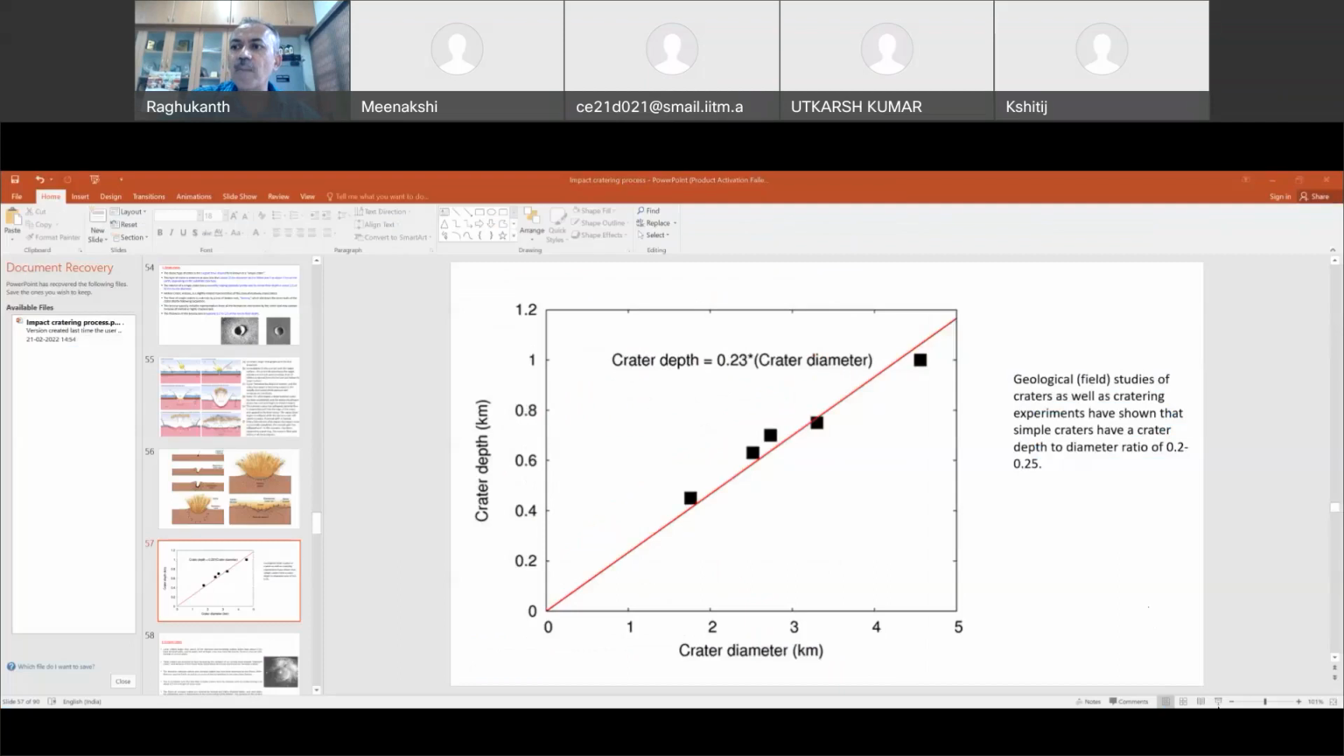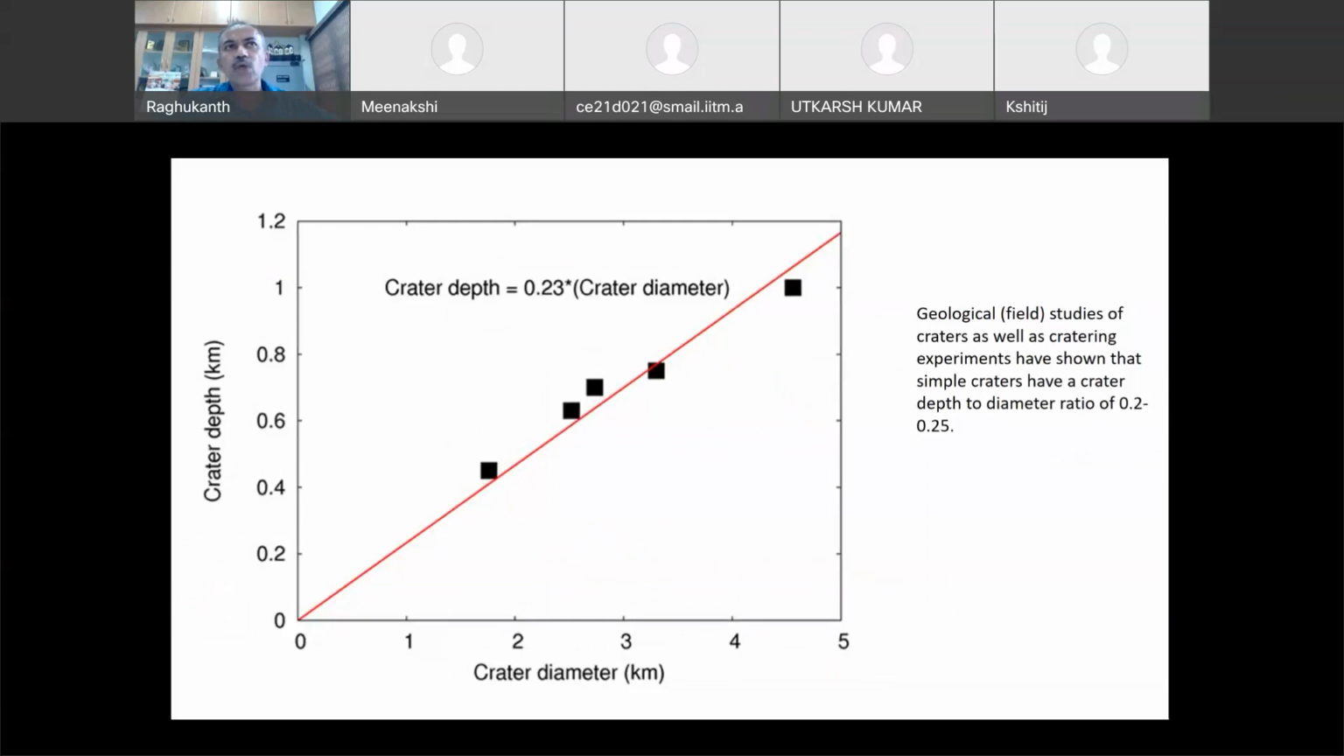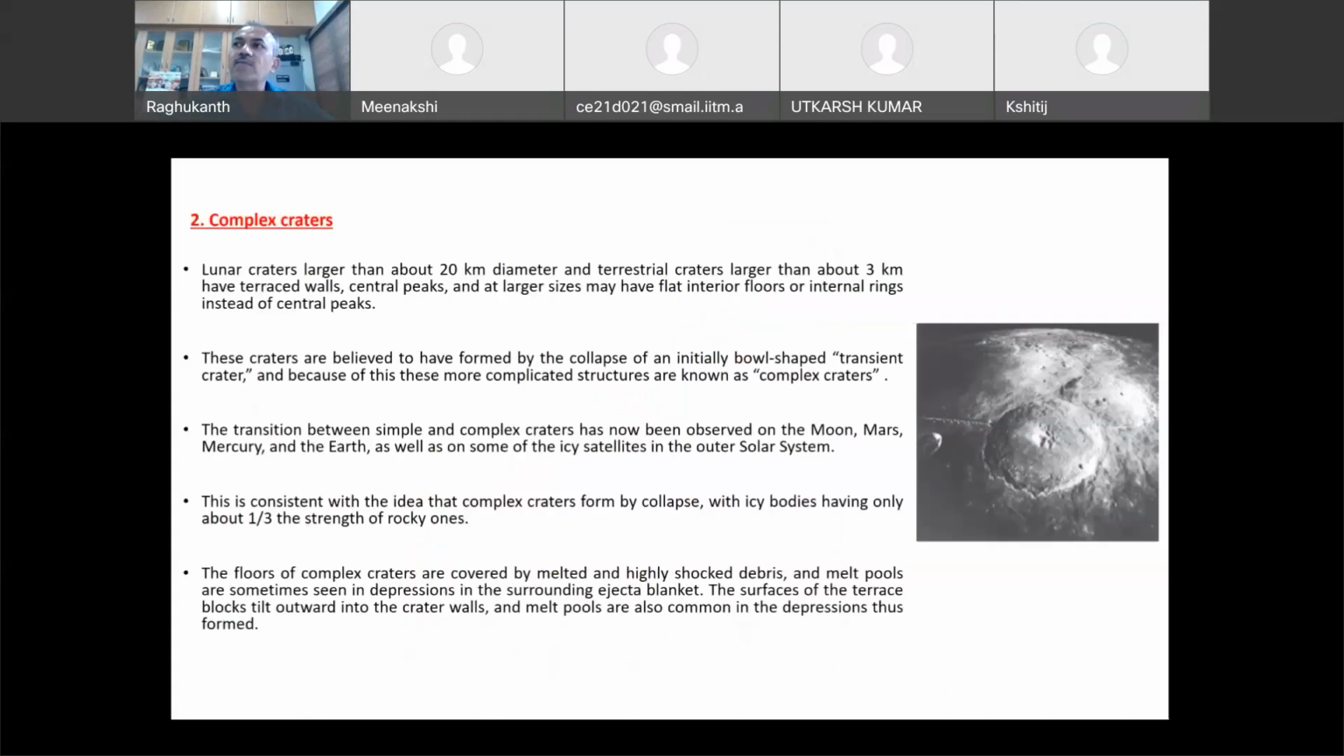Now we will come back to our PPT. PPT is visible, right? Yes. So this is how they have done the numerical simulations. These are some empirical relations, like the diameter versus crater depth, and how these things come into the picture. Okay, now the next is the complex crater.